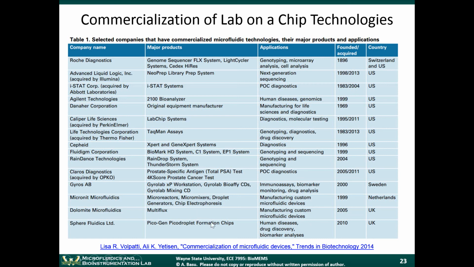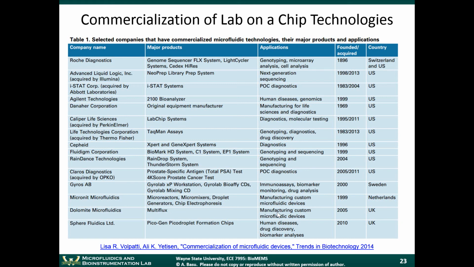Some of these companies, Micronit Microfluidics, Dolomite Microfluidics, are focused on manufacturing custom microfluidic devices. Now, a lot of microfluidics researchers, a lot of companies, don't have foundries. Foundries is where you actually do the microfabrication. So these companies provide those types of manufacturing services. And they also have some individual products of their own. They actually have catalogs of microfluidic chips that you can buy.